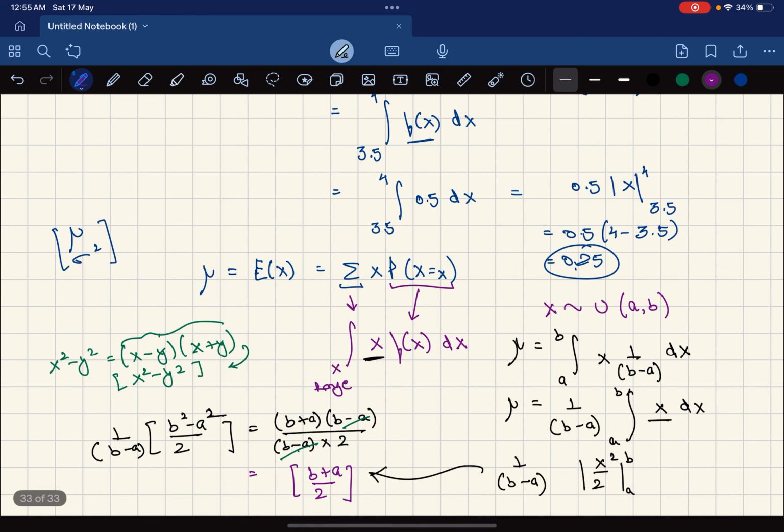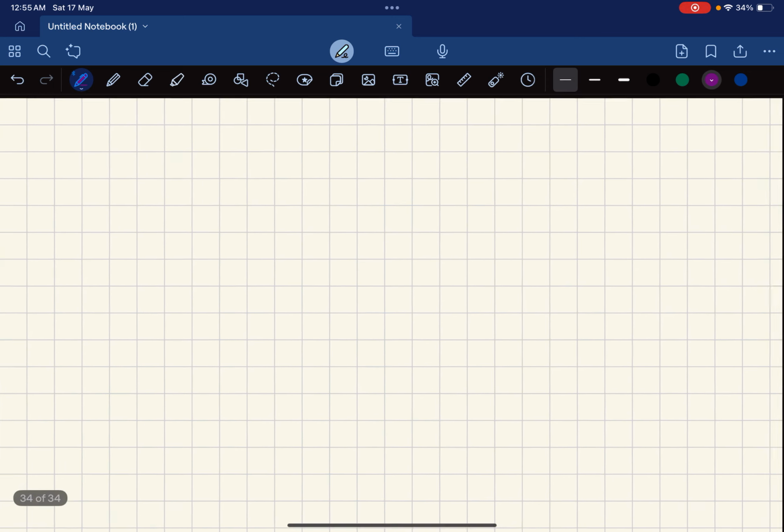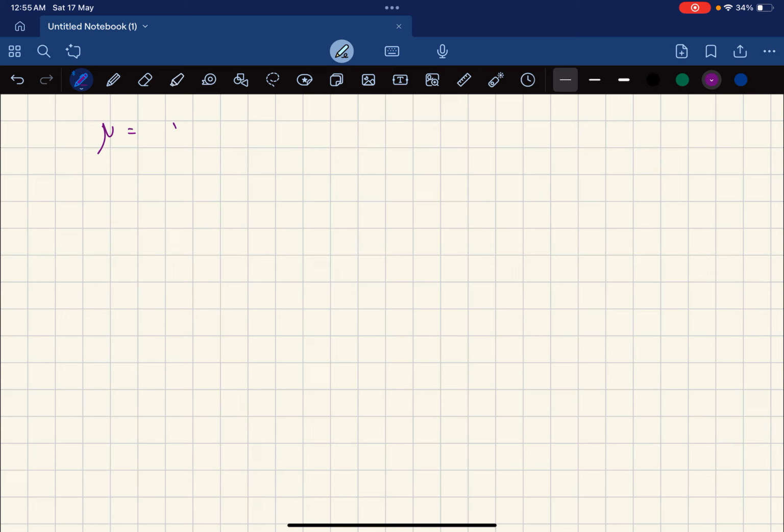So the mean, once again, is computed as the integral of the product of the random variable x with the corresponding PDF, and the integral is calculated over the whole x range for that particular distribution. So now we have the mean calculated as b plus a upon 2, which is the center value. We define this for x from a to b. So this is the middle value of the distribution.